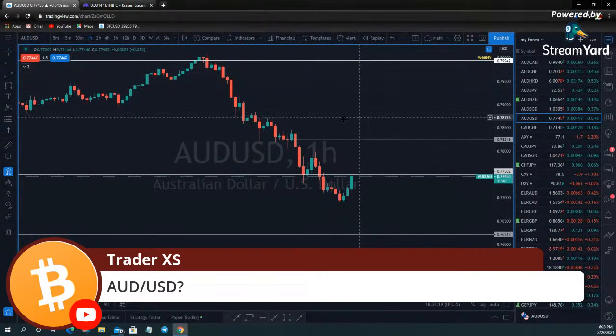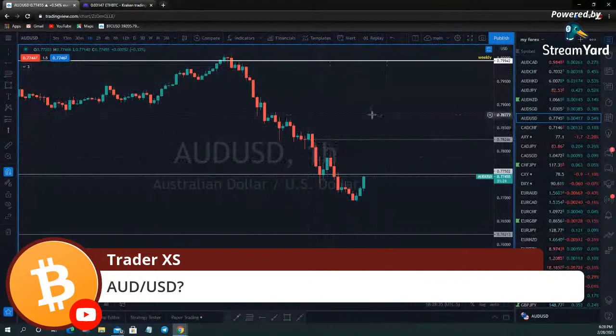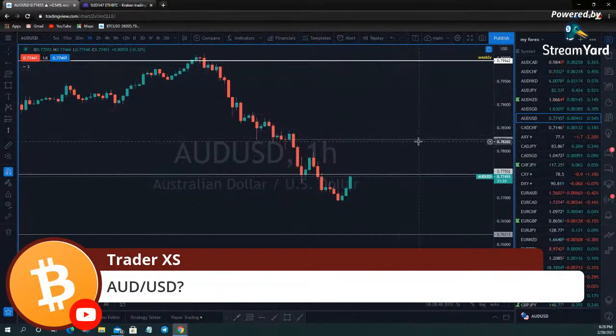This one wasn't tested. Basically, it was, but not quite. So you could be moving up to test this one right now. This is my favorite one. Watch that level there. If you're looking to get long, then you want to see this thing take that level out on a closing basis and then look for a higher low support.